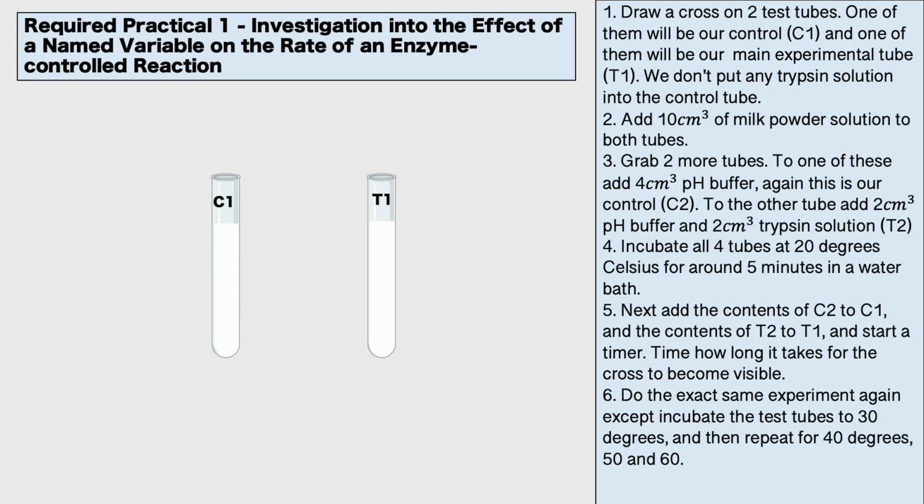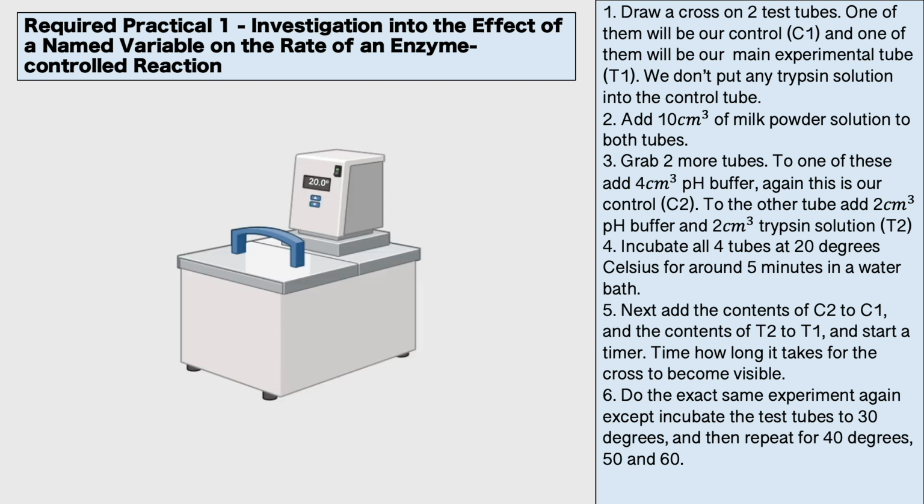Next, grab two more tubes. To one of these, add 4 centimeters cubed of pH buffer. This tube is part of our control experiment, so we're going to call that tube C2. And to the other tube, add 2 centimeters cubed of pH buffer and 2 centimeters cubed of trypsin solution, and we're going to call that tube T2. Incubate all 4 tubes at 20 degrees Celsius for around 5 minutes in a water bath.